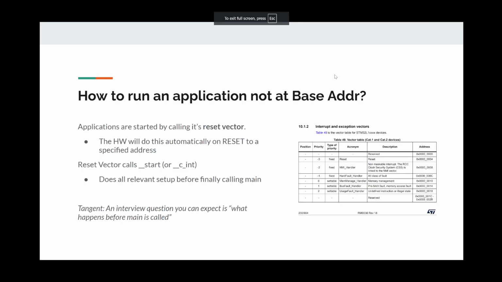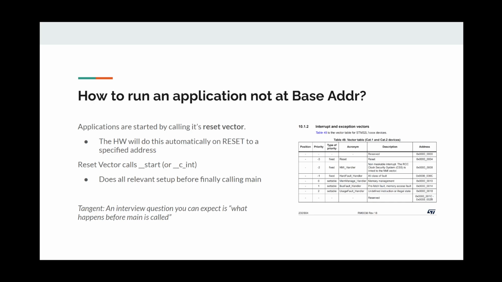Cool. Anyway, so applications are started by calling its reset vector. We're familiar now with the concept of an interrupt vector table, which is just basically calling this magical address. And the reset vector calls something called start or cint for TI microcontrollers. And all it does is it basically does the relevant setup before calling main, like zeroing out RAM, doing all your constructor setup if you're working in C++, etc.